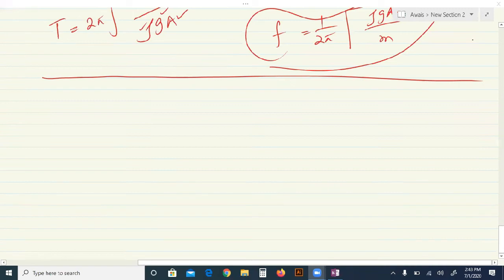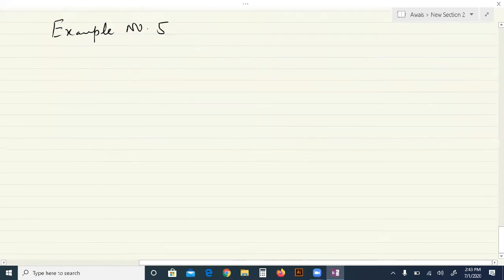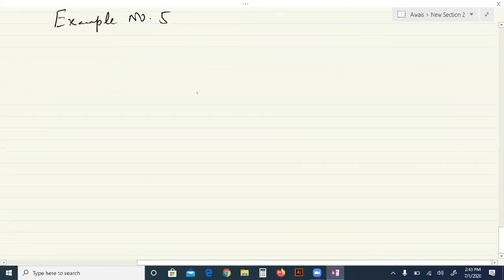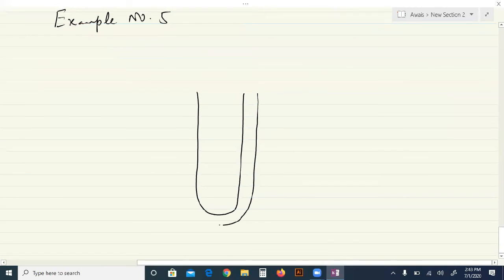Next example. Now, example number 5. Suppose we have this U-shaped tube, and its cross-sectional area is uniform, and it is represented by capital A.